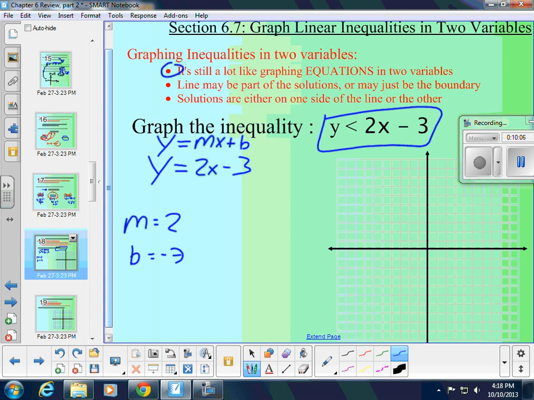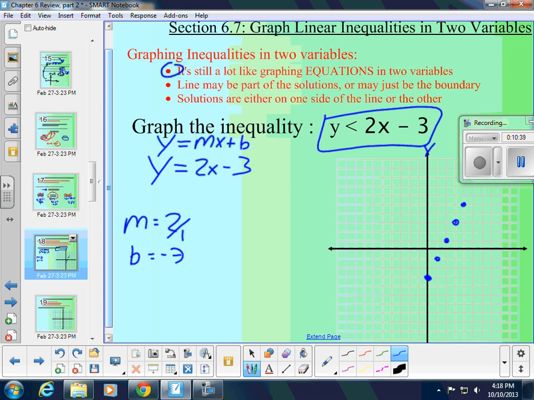So how did we graph something knowing those pieces of information? Well, my y-intercept's -3, so on the y-axis, I'm just going to go down 3 from the origin, put a point. And then if my slope is 2, that's kind of like a rise over run of 2 over 1. So I'd go up 2 and over 1, up 2 over 1. Okay. So just like graphing an equation, very similar. Now, here's where it gets different for an inequality.